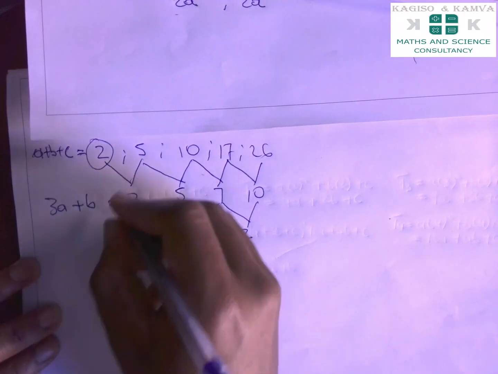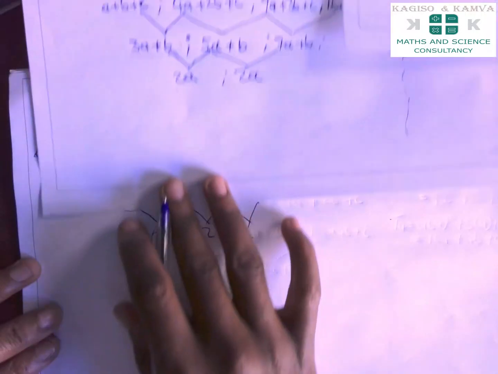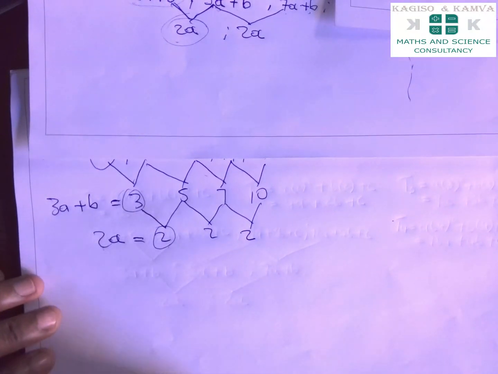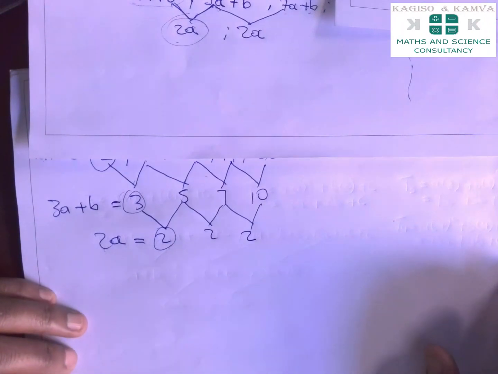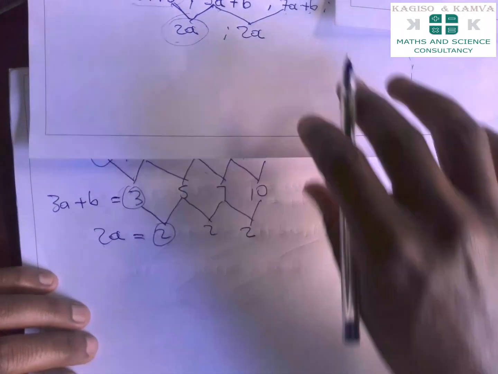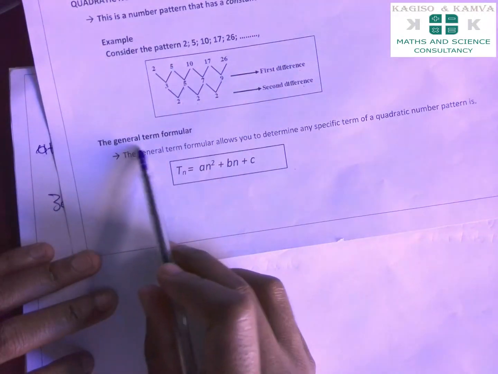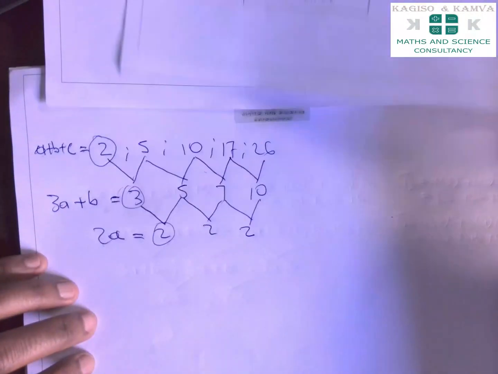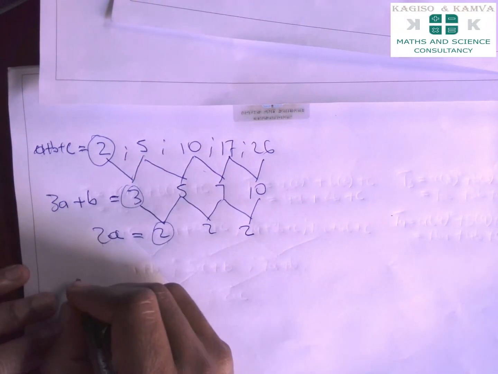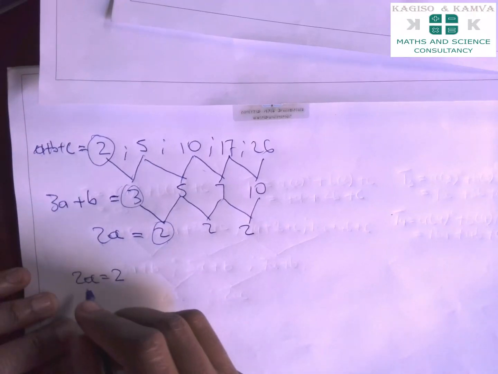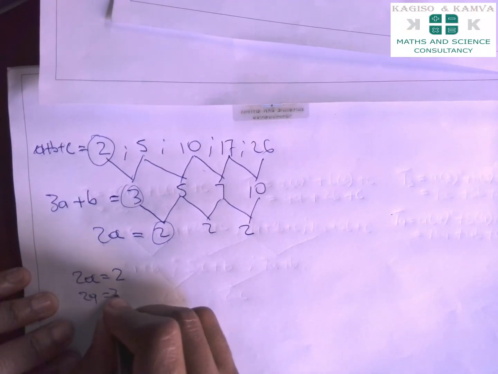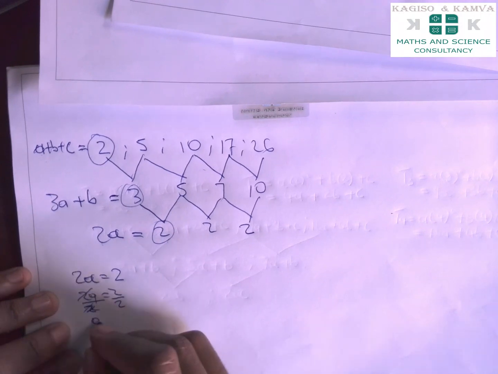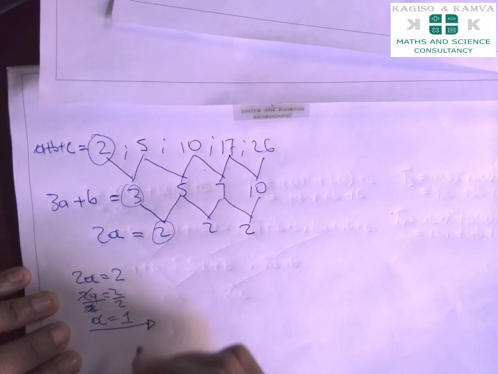Okay, so this 2 is going to be equal to 2a. So from there we can determine the general term for a quadratic number pattern. If we were to determine the general term of this number pattern, we start here. 2a is equal to 2, so we solve for a. We divide both sides by 2, this cancels, and a is equal to 1.